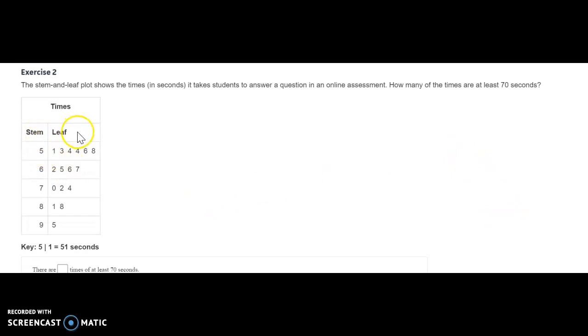When we look at our stem and our leaf, this is all the 50s and this is all the 60s. We need at least 70 seconds, so here's 1, 2, 3, 4, 5, 6, because this would be 70, 72, 74, 81, 88, and 95.